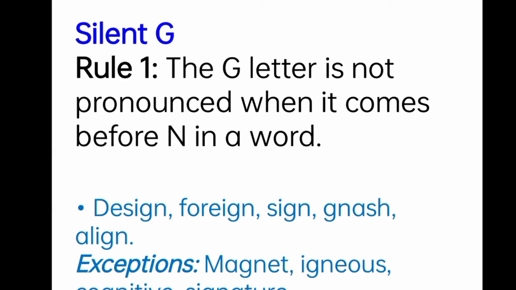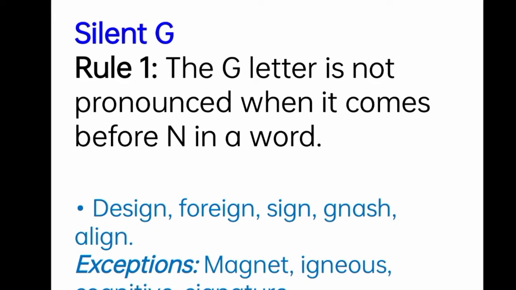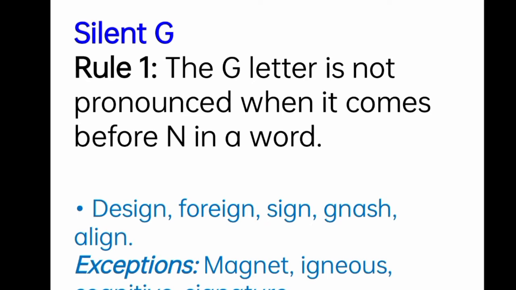Silent G. Rule 1. The letter G is not pronounced when it comes before N in a word. For example, design, foreign, sign, gnash, align. But there are some exceptions like magnet, igneous, cognitive, and signature.